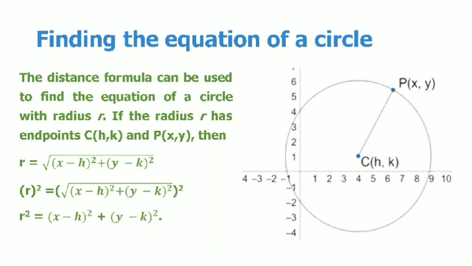To simplify that, the square of any square root of a variable is always equal to the variable. And so, we have now r squared is equal to the quantity (x minus h) squared plus the quantity (y minus k) squared. So, the graph is on the right side for you to view.